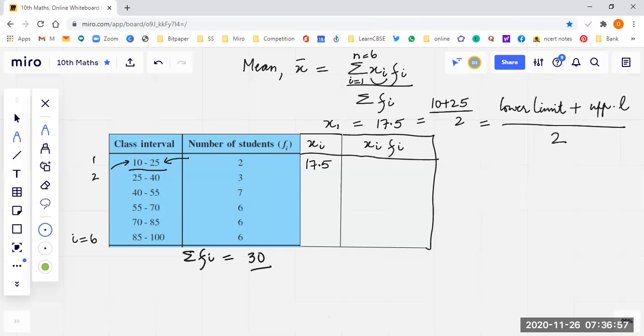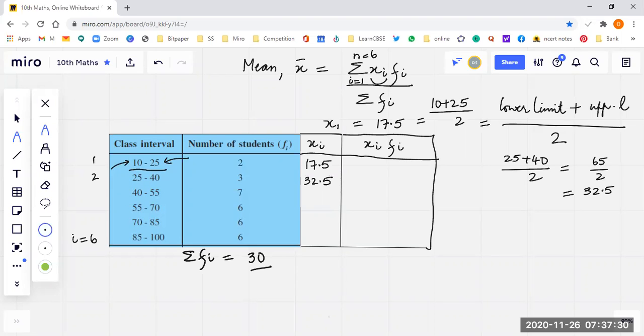This is x1. How do I find x2? X2 will be the average of 25 and 40. So what will that be, students? Do it. Just do 25 plus 40 divided by 2. That will be equal to 65 divided by 2, which is 32.5. So 32.5 is the value for x2.